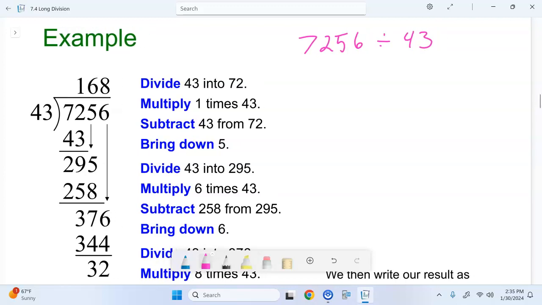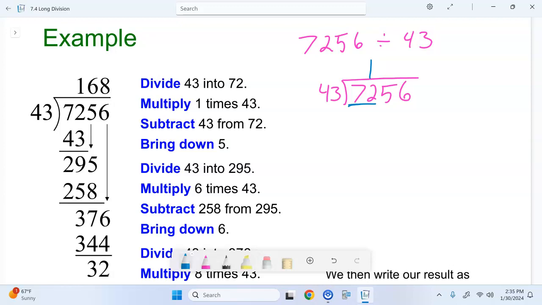So we set up our dividend inside this little bracket and then our divisor on the outside. And we start with that first digit. We say, can 43 go into 7? No. So then we need to go to the next digit and say, okay, can 43 go into 72? Yes. How many times? One time. So that's that first step of divide.